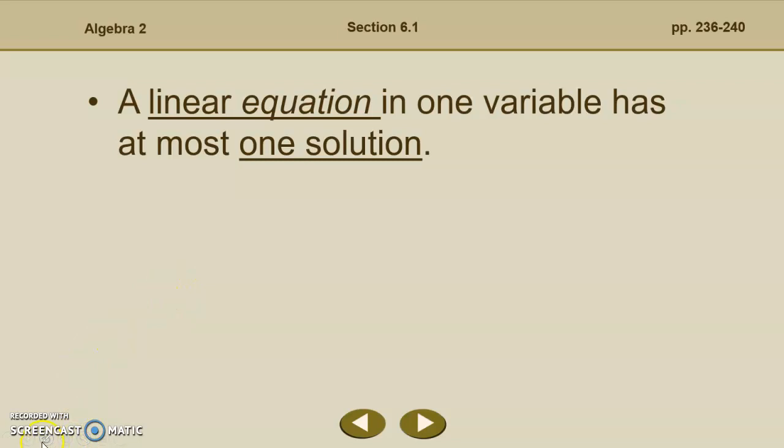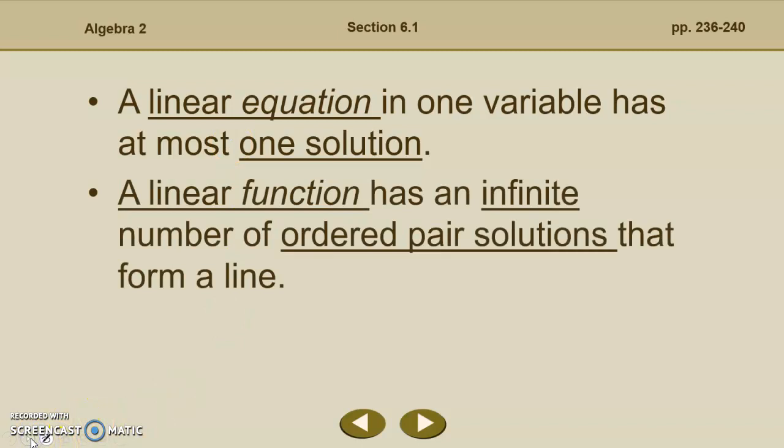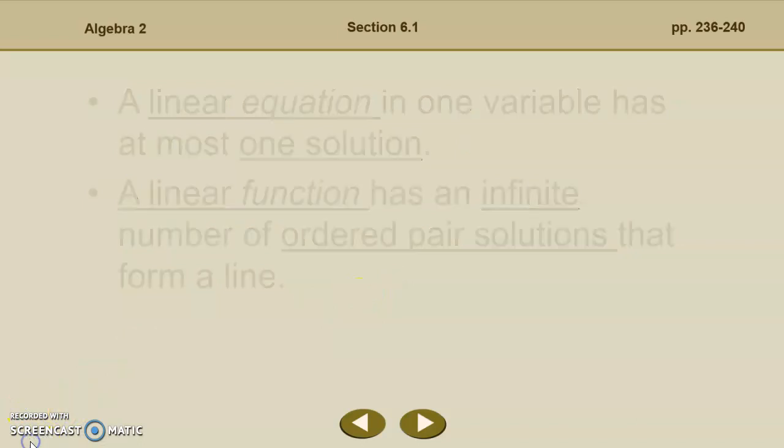Just a quick review of what we just said. A linear equation in one variable has at most one solution. A linear function has an infinite number of ordered pair solutions. A linear equation is a point. A linear function is a line: an infinite number of ordered pair solutions that form a line.